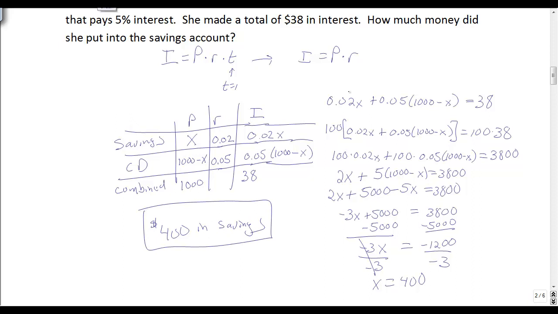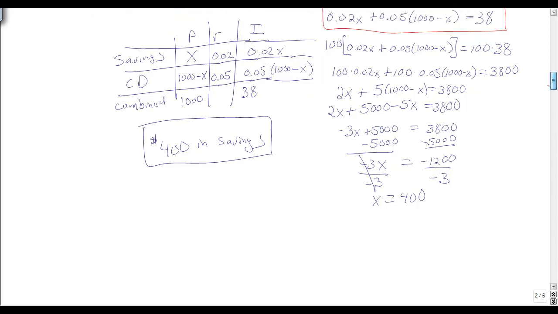Okay, for the sake of it, let's look at that equation here. Whoops, well, erase that there. Let's look at that equation. How about in red? What if we had solved that without multiplying by 100 on each side? So let's just write that up. 0.02x plus 0.05 times 1,000 minus x equals 38.